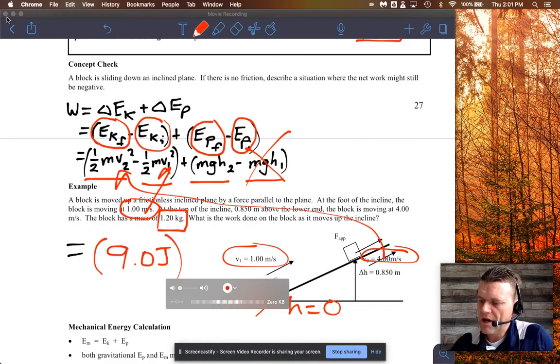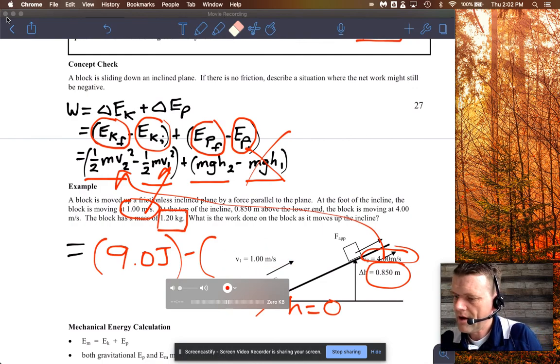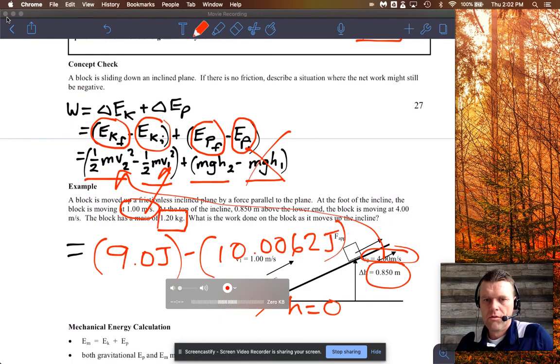Now the change in potential energy, well, it went from 0 to the gravitational potential energy at a height of 0.850. So we take the mass, 1.2, times it by 9.81 meters per second squared, times that by 0.85. And let me make some space here. That should give us a value of 10 point, basically it's 0.0062 joules.